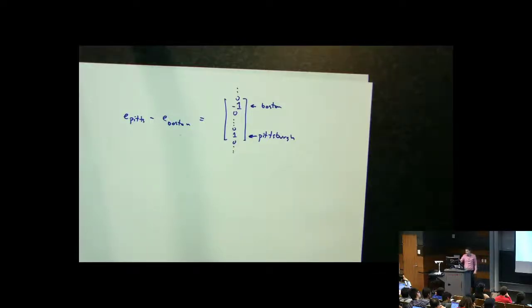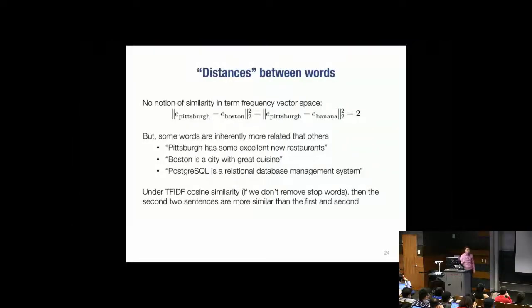And so what this means is that the distance, in some sense, has no real meaning. It's either 2 or it's 0. If they're the same word, it's 0. If they're different words, it's 2. There's no notion of actual distances between words in these word vectors. Right? And that somehow doesn't seem right, because some words seem more related than other words.